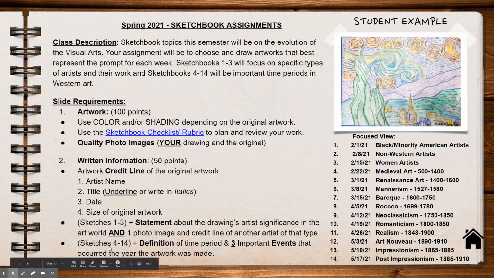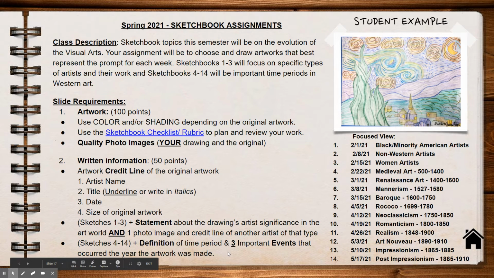Next, in sketches 4 through 14, besides writing the credit line, you're going to write the definition of that time period. So you're going to write a definition of medieval art. You're going to write the definition of Renaissance art. And there's a spot on the sketchbook that will have that for you.